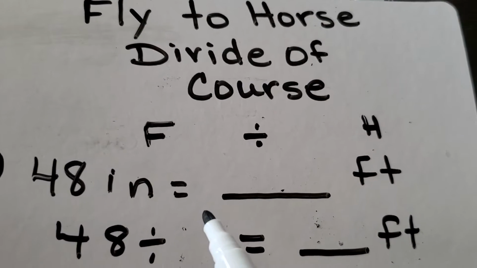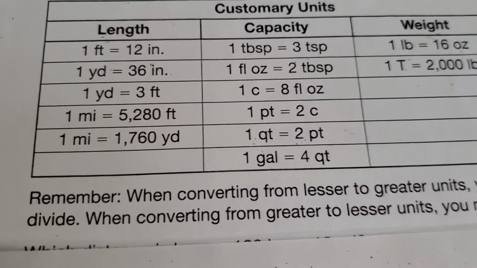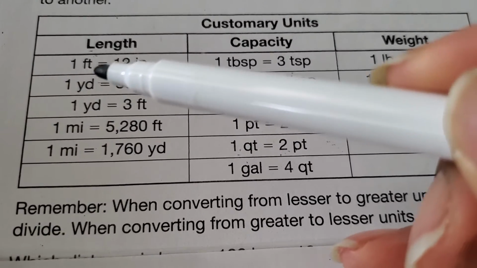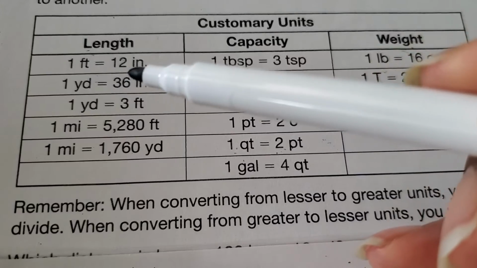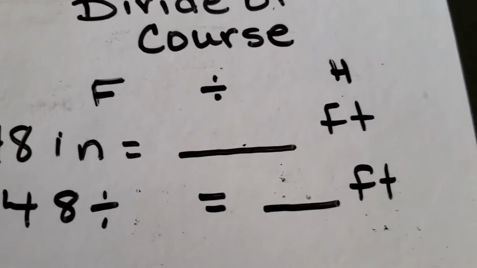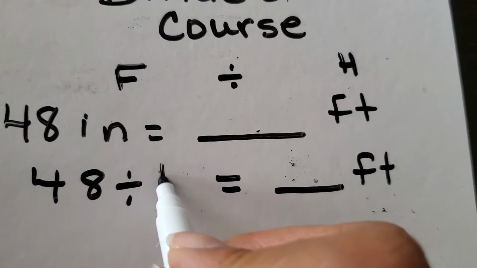And most of you already know that, but let's look at our chart just to remind us. We're looking at our customary units chart here. And of course, this is length. So we are looking at inches and feet, and 1 foot is equal to what? 12 inches. So when we get down to our problem here, that's what we need to divide by, the number 12. We always divide by the larger number, right?